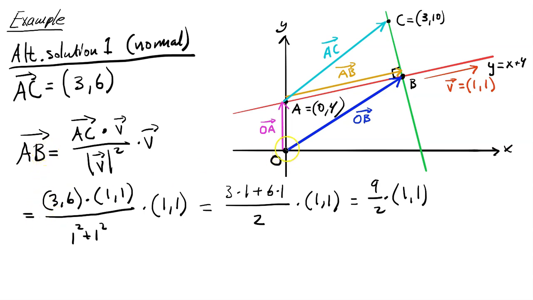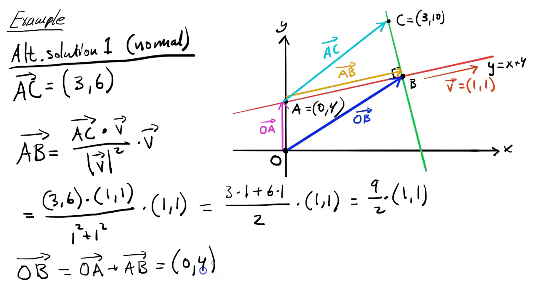So then we only need now to add the pink one to the yellow one. Then we'll get the blue one. So OB, the blue one, that's just OA, the pink one, plus the yellow one, AB. OA, well, that's simple. It's just from origin to this point. So it goes 0 steps in the x direction and 4 steps in the y direction. And AB we have just calculated.